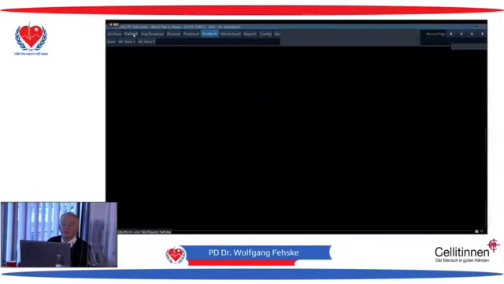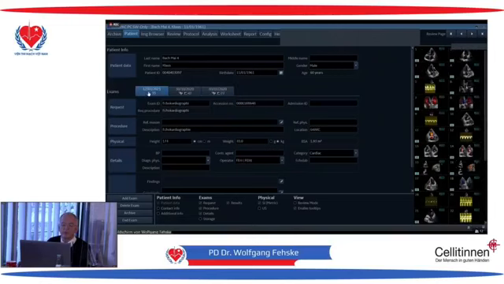So what did we do with the patient? We operated on this patient, and what are the questions? What does the right ventricle do if you close up the tricuspid regurgitation?